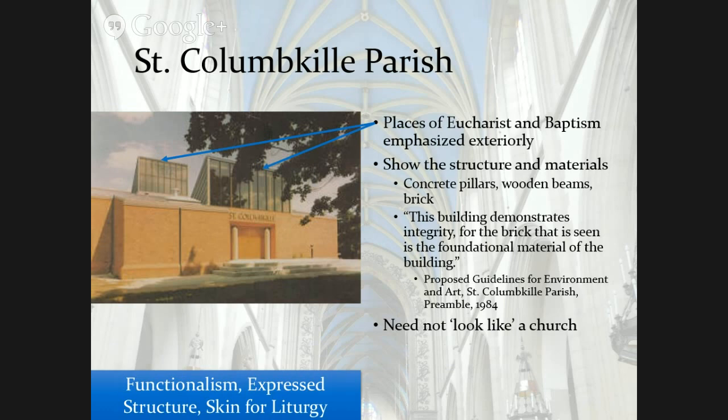Also, the structure and the materials that are used need to be shown. So that's why in our church, in our pillars, you can see the concrete that they're made out of. They're not covered up in any way. You see the concrete there. Also, the wooden beams. You see the brick, which is the actual material that's holding the church up. And that's what you see in the guidelines for the parish for Art and Environment, that this building demonstrates integrity, for the brick that is seen as the foundational material of the building.